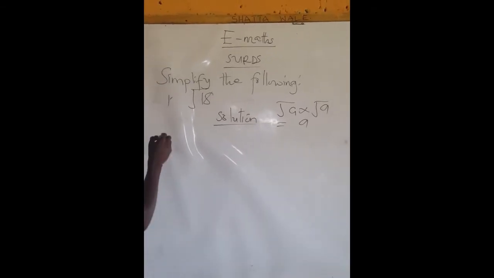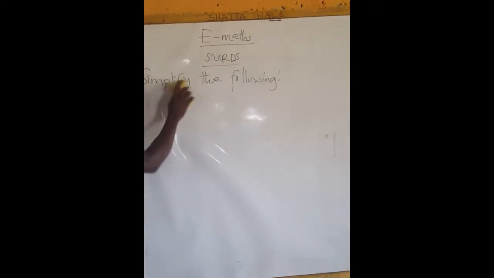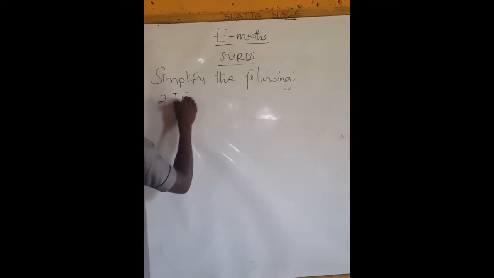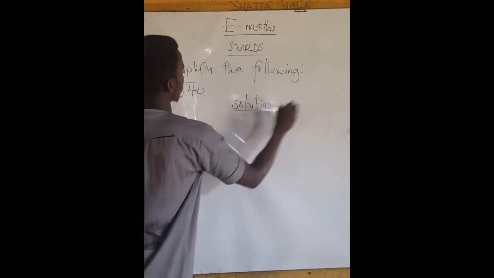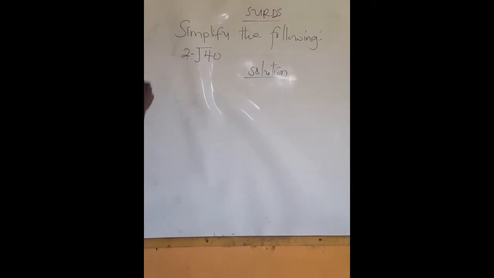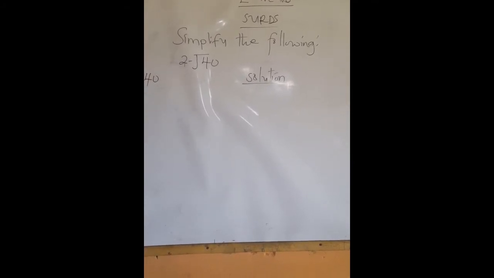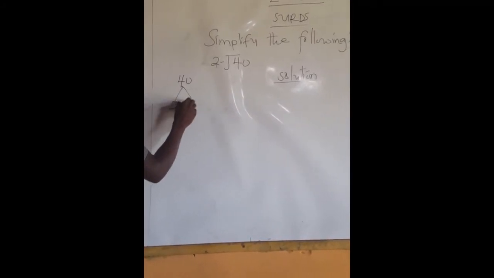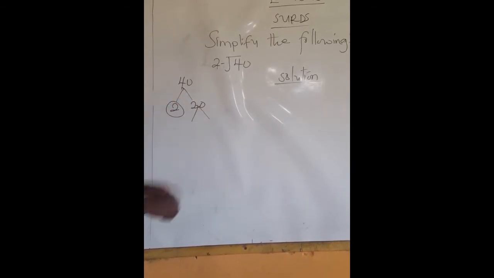So our next example is going to be root 40. We have to simplify square root of 40. Here we go by the same procedure. We find the prime product of 40. So we are going to get 2 multiplying 20 to give us 40. So 2 is a prime number. We concentrate on the 20, which is not a prime number.